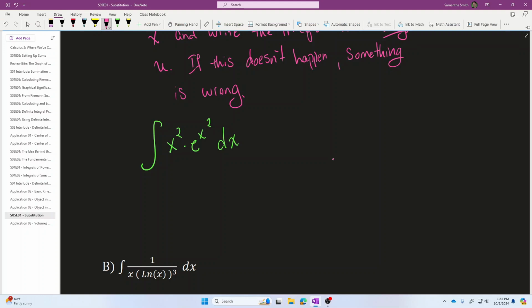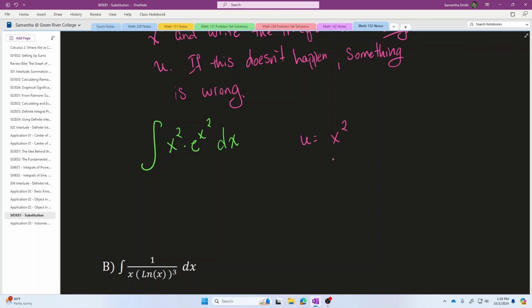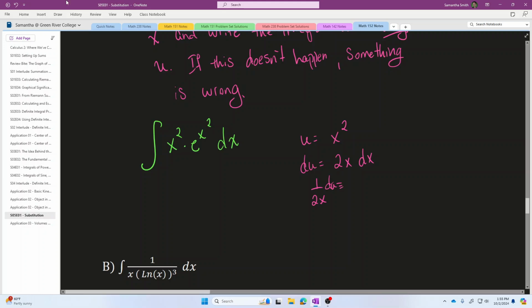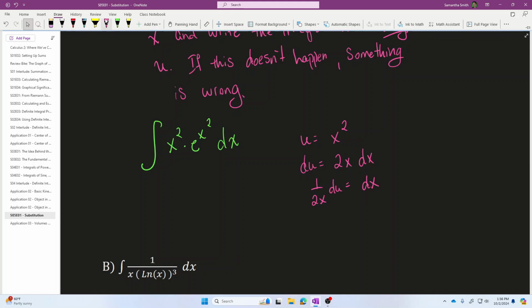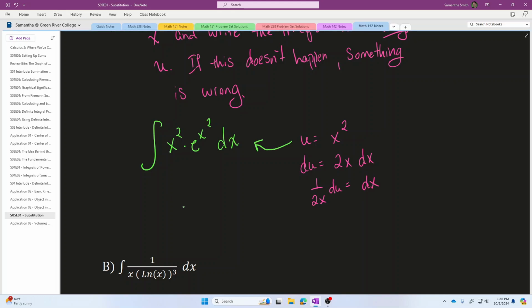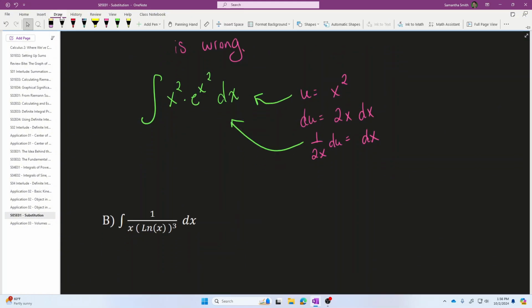Because of that, if you tried, for example, to set u equal to x squared to replace this guy up here and make it simpler, then du would be equivalent to 2x dx. So 1 over 2x du would be equivalent to dx. Now if I put that information back into this equation as we have it so far, let's see what happens.